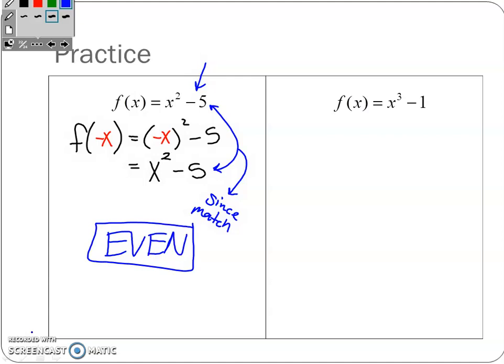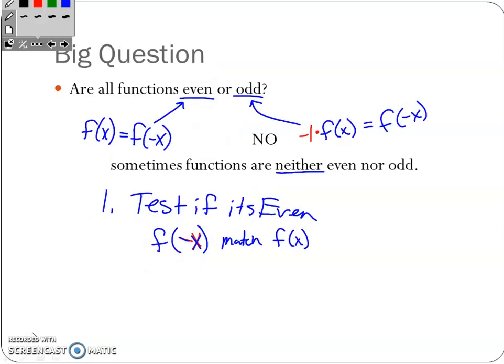Okay? So if your f of negative x matches your f of x, which it did in this case here, it's even. And you're done. You don't have to do anything else. Okay? Let's go back then to this slide here where I was talking about our odd functions. Let's say that these don't match here. Say that those don't match.